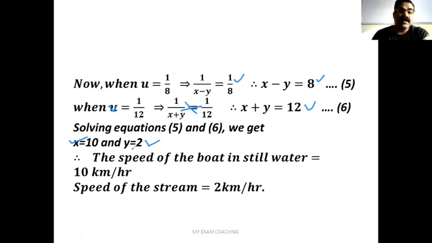Initially, we have taken x as the speed of the boat in still water. So that value we got, x is equal to 10. The speed of the boat in still water is 10 kilometer per hour. And y we have taken initially as the speed of the water current, the speed of the stream. So here we got the value of y is equal to 2. So the speed of the stream is 2 kilometer per hour.